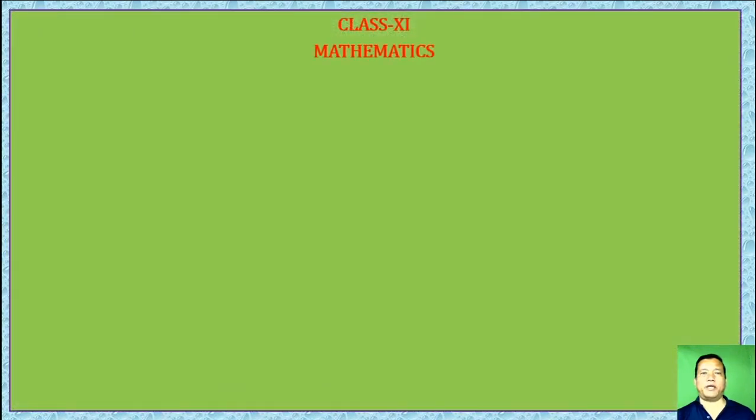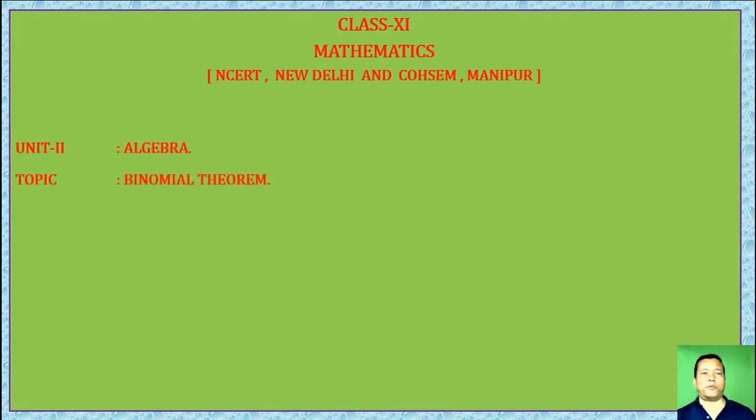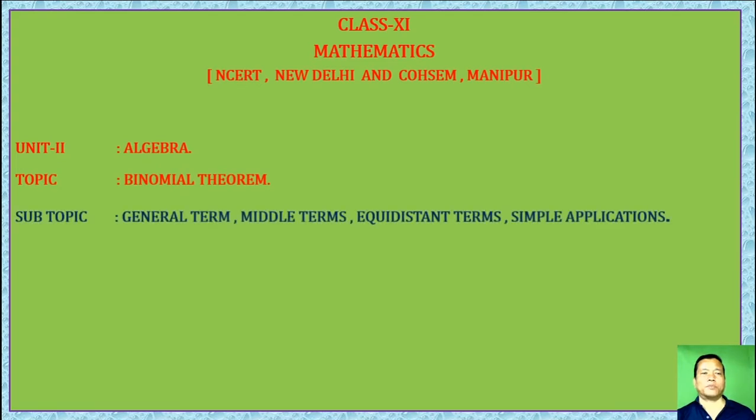Class 11 Mathematics, NCERT New Delhi and COHSEM Manipur. Unit 2 Algebra. Topic: Binomial Theorem. Subtopic: General term, Middle terms, Equidistant terms, Simple applications. Exercise 8.2.